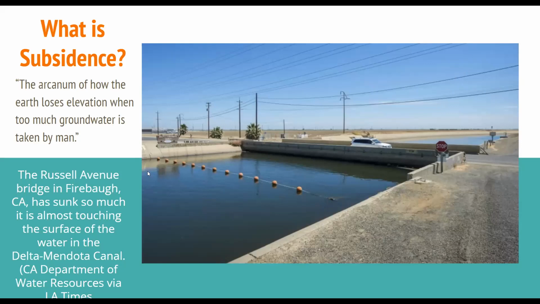And I hope you can see this. This is an example of a visual of subsidence. This bridge has begun to sink and now it's almost touching the surface of the water. Generally, you don't want your bridges to touch water. You want to stay above the water on a bridge, so it's an issue.